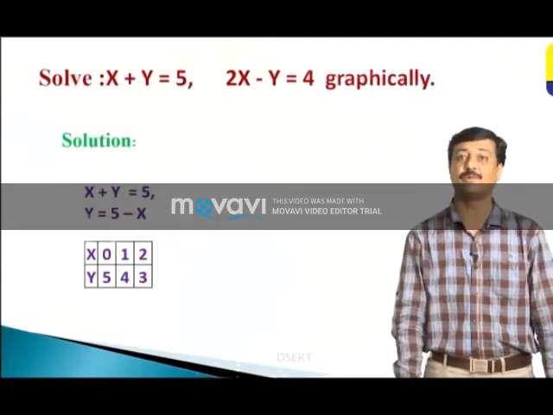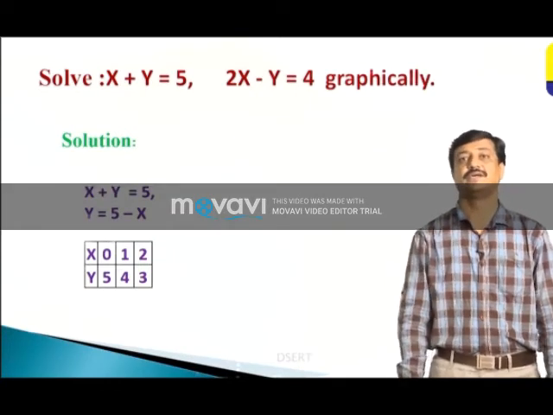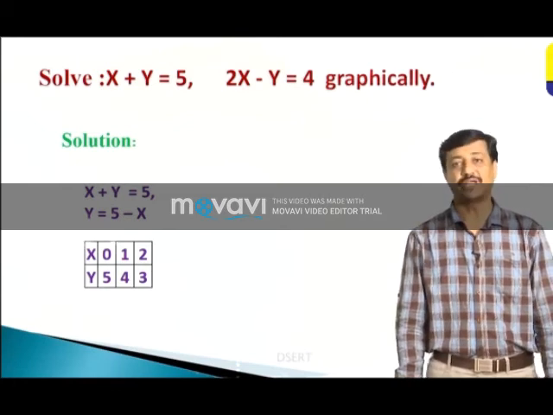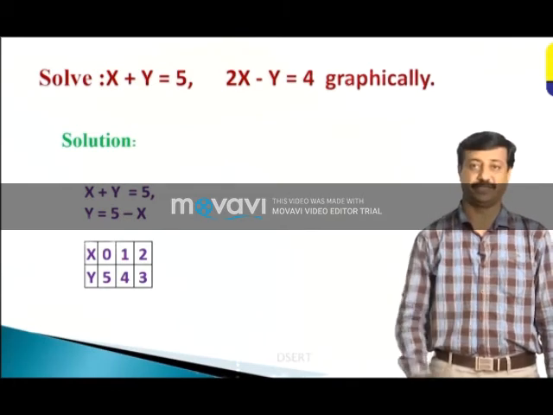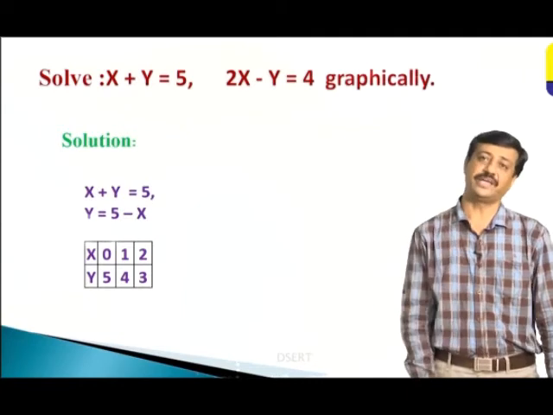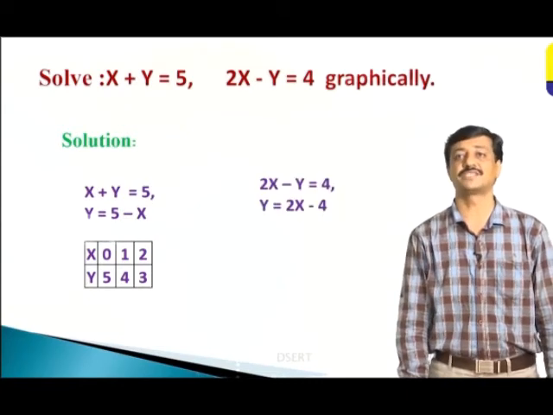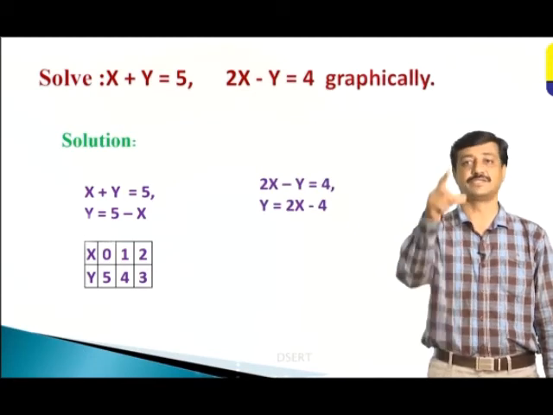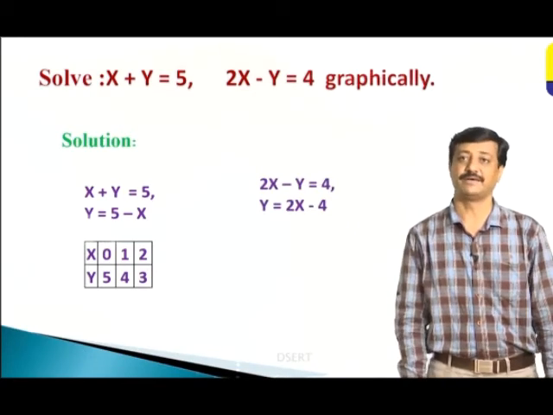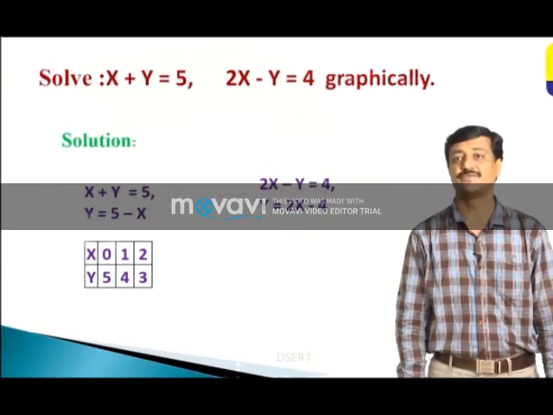Now here are the 3 points. We are going to locate these 3 points on the graph sheet. In the next stage, again we have to find another table for the second equation. First we have to solve for y. It gives y equals 2x minus 4, y equals 2x minus 4.